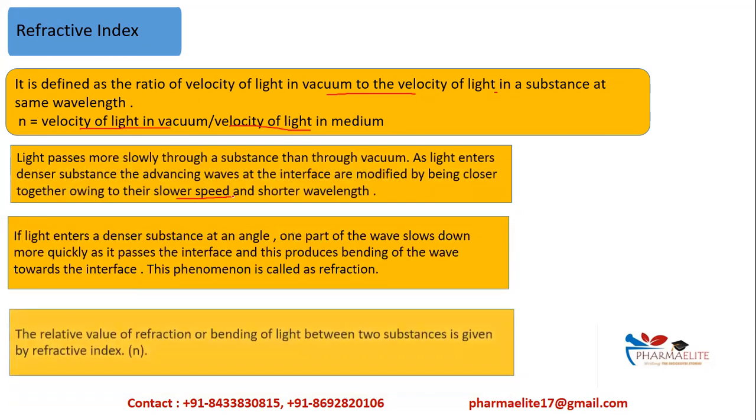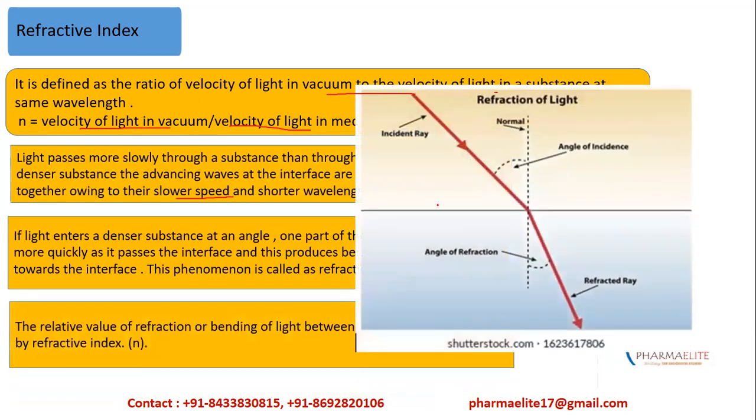I would like to show it with the help of a figure. See, this is your interface, this is your medium 1, this is your medium 2. Medium 1 here we are taking as standard reference, that is vacuum. So this is your incident light, that is as the light ray is coming, this is your incident ray, this is the normal. So ये जो angle बन रहा है इसे हम angle of incidence कहते हैं, because it is between the incident ray and normal.